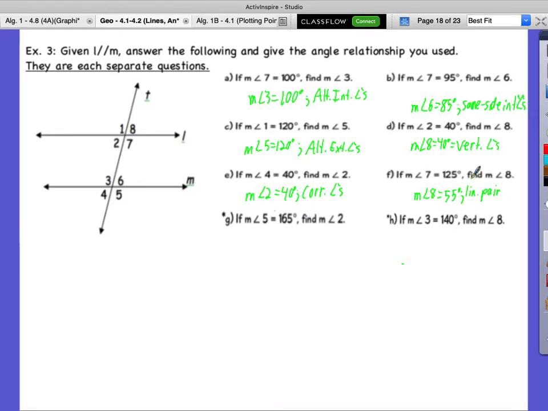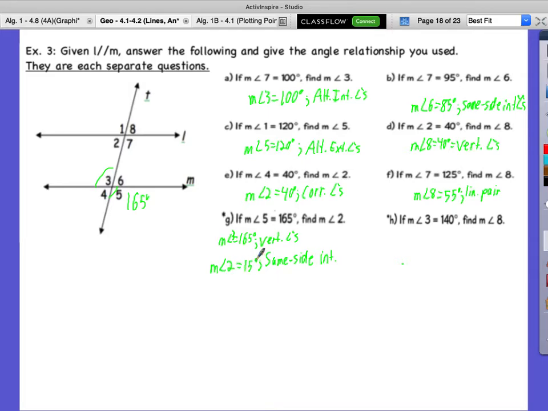So if we start out with angle 5 being 165, what angle could we go to get to 2? Vertical. Okay, we can use vertical angles to get to 3. So we can say, hey, it's vertical angles. So the measure of angle 3 is equal to 165. Now could we get to angle 2? Not corresponding with 2, but what is it with 2? Same side interior. But they are supplementary like a linear pair. So the measure of angle 2 is equal to 15 degrees.